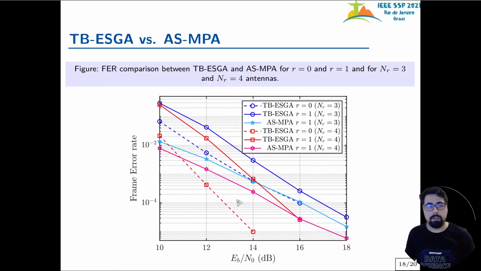Now, in the red curves, for NR equals 4 antennas, we observe that antenna selection MPA has an intermediate performance between original MPA in dashed lines and full Gaussian approximation in solid lines. There seems to be a loss of diversity due to the subsets of antennas chosen based on the signal to interference ratio. Still, its computational cost may be worth it when compared to the original MPA.